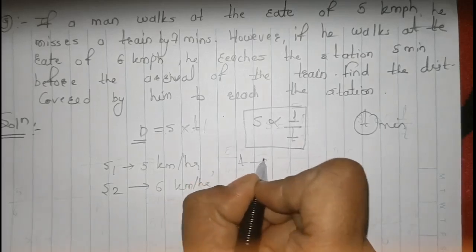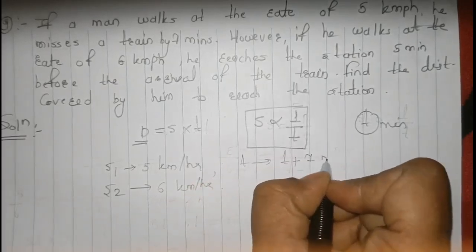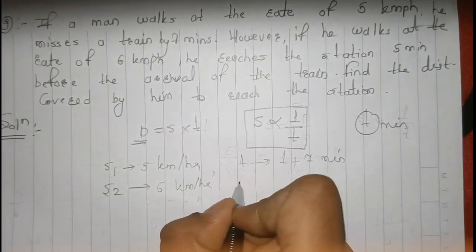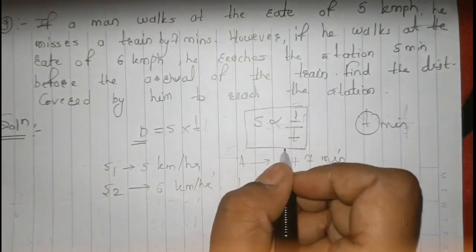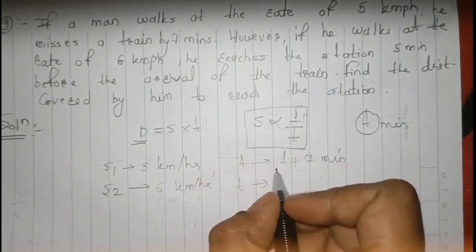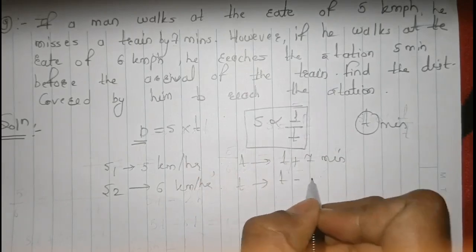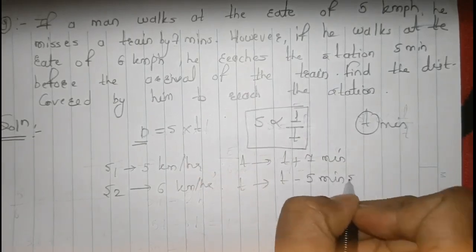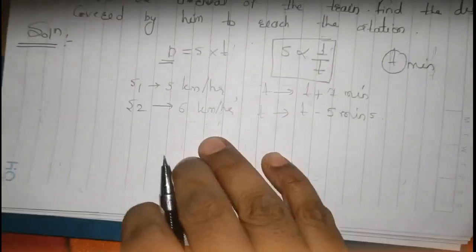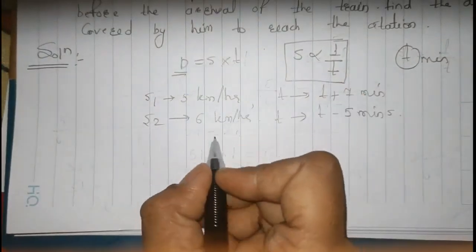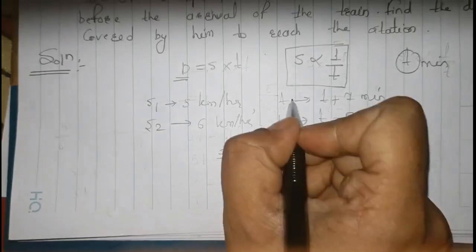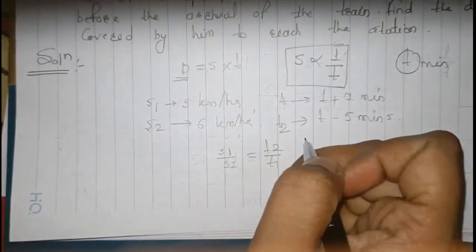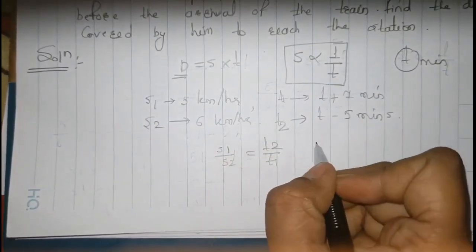So here the time taken is t plus 7 minutes, and in the second case he reaches the station 5 minutes earlier, which means he has reached the station in t minus 5 minutes. So by using the concept of proportionality, directly S1 by S2 is equal to T2 upon T1. This is our T1 and this is our T2.